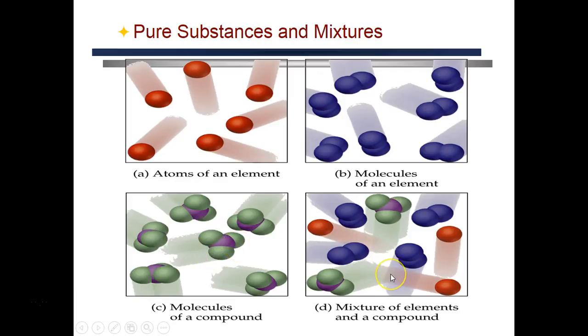And finally, if we go to the last box, we have a mixture of elements and one compound. So put A, B, and C together in the same container, and you get a mixture. This is pure, this is pure, this is pure. This is not pure. Here we have an element, here we have a molecule of an element, here we have a molecule of a compound. So it's important that you study this diagram, because you're going to be identifying mixtures and compounds based on pictures just like this soon.